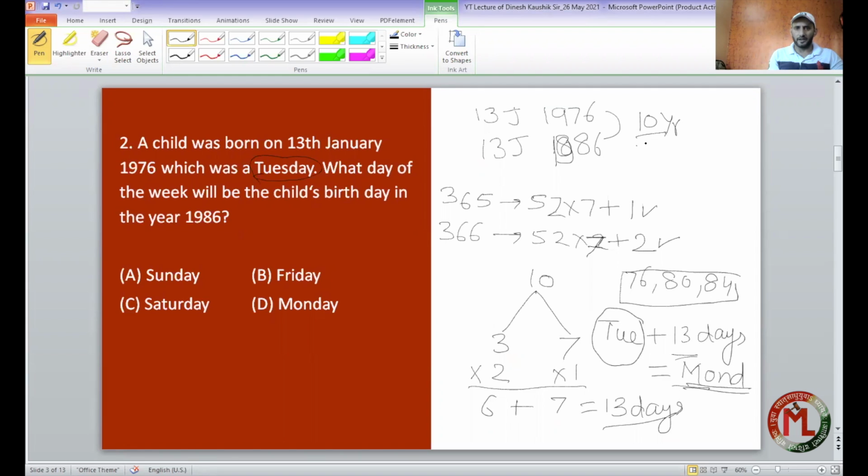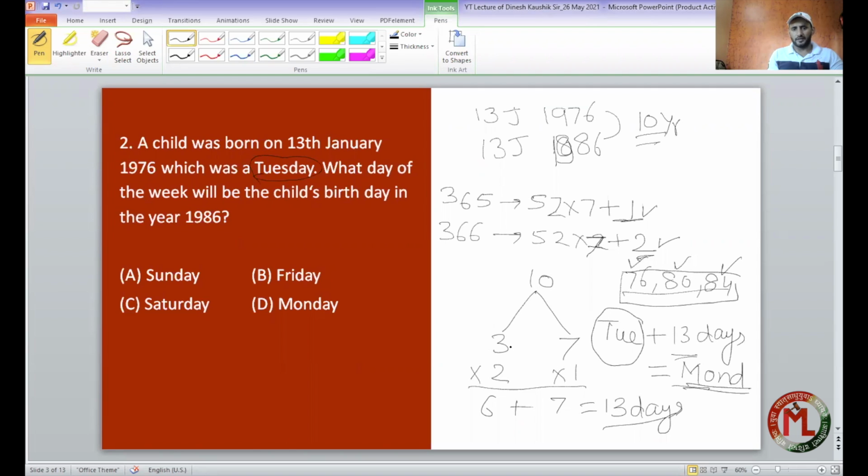I am repeating, from 1976 to 1986, this is a span of 10 years. If there is a year which is non-leap year, it will have 1 day extra and a leap year will have 2 days extra, as explained here. So out of these 10 years, 1976, 1980 and 1984, these 3 years will be leap years and the remaining 7 years will be non-leap years.